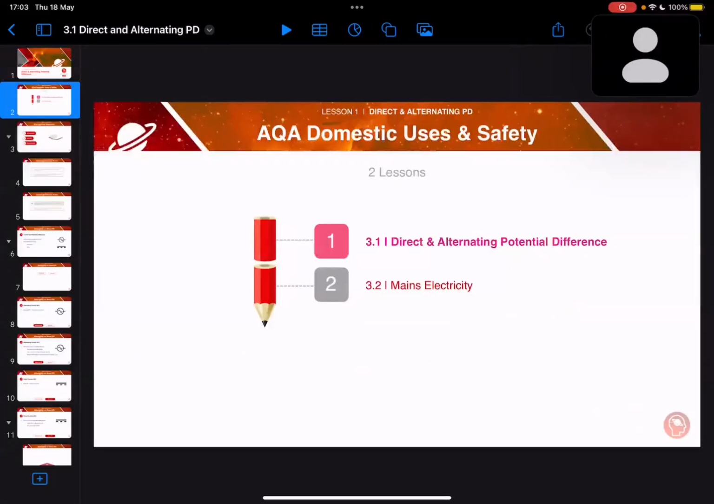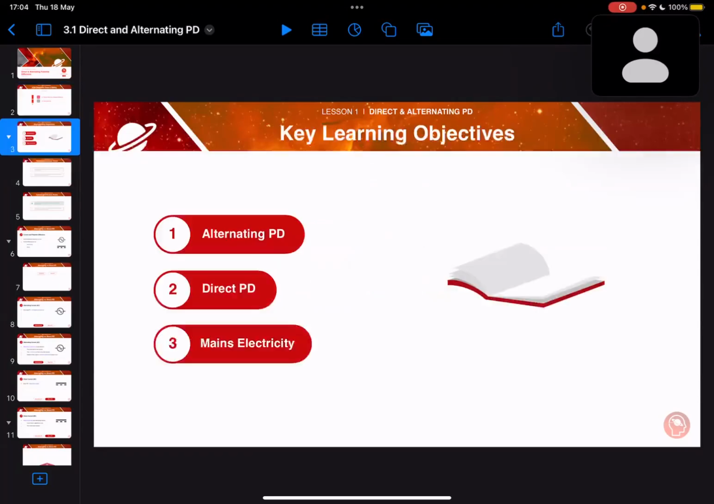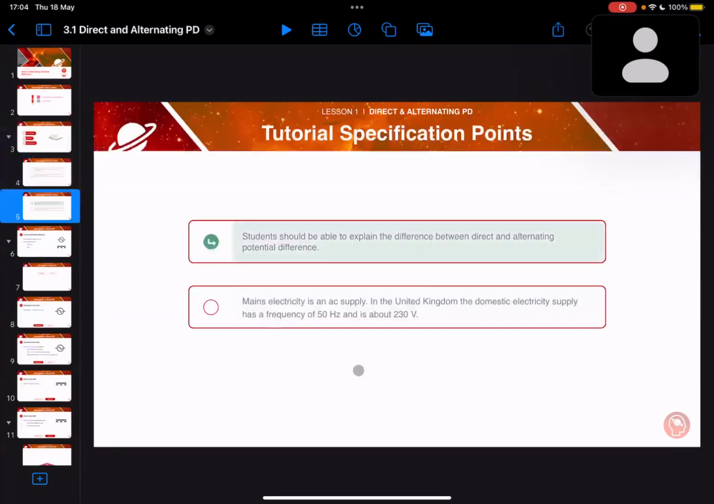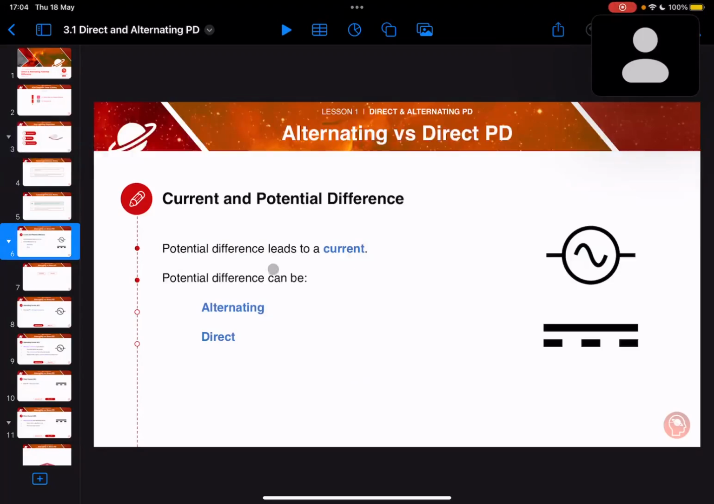So first, we'll just talk about potential difference and its two types. We already know what potential difference is. We know what current is, but we also want to know the two types of potential difference, and that's direct and alternating. Okay. So we'll talk about alternating potential difference, direct potential difference, and then we'll also talk about mains electricity. So potential difference, we know, leads to a current. And that potential difference, like we just mentioned, can be either alternating or direct. So this is alternating. That's how you show alternating potential difference, or direct potential difference in this image here.